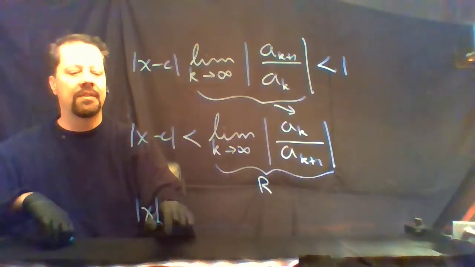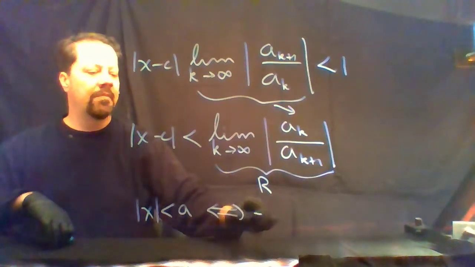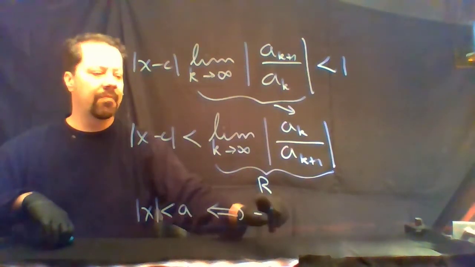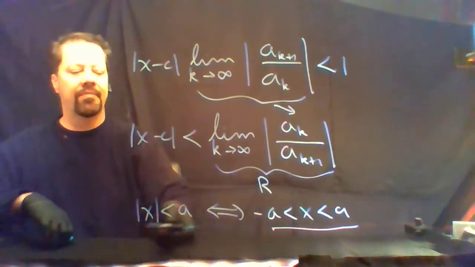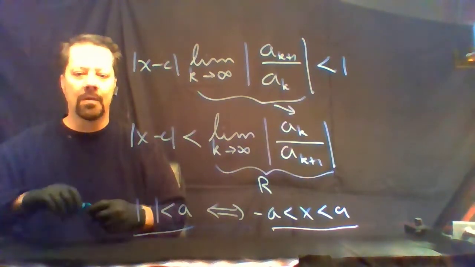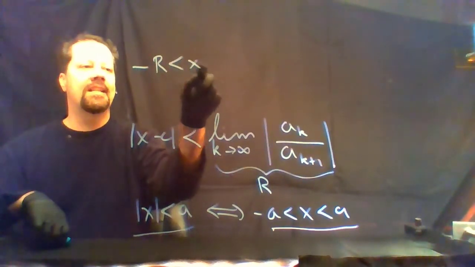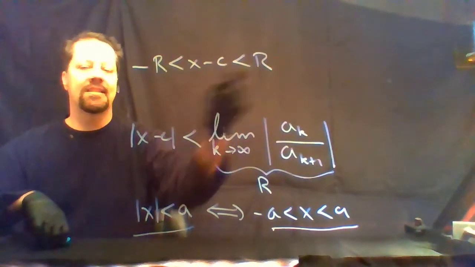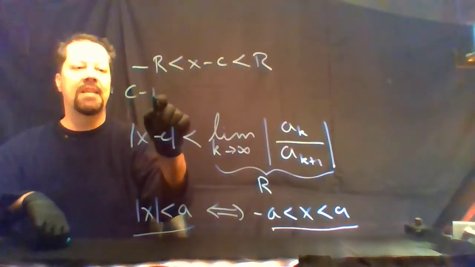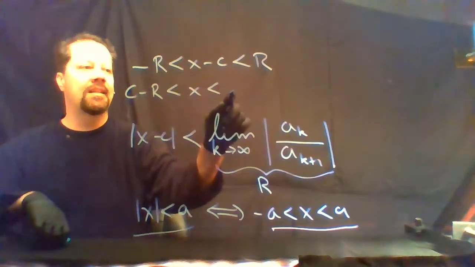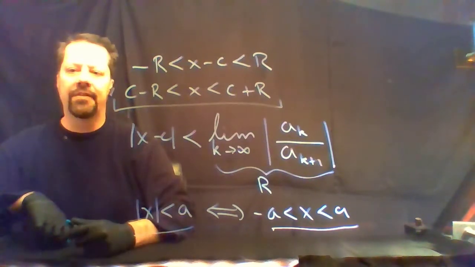As you know, you solve an absolute value inequality, if a is bigger than 0, by negative a is less than x is less than a. Therefore, we have minus r is less than x minus c is less than r. Adding c to all three parts, we get c minus r is less than x is less than c plus r.